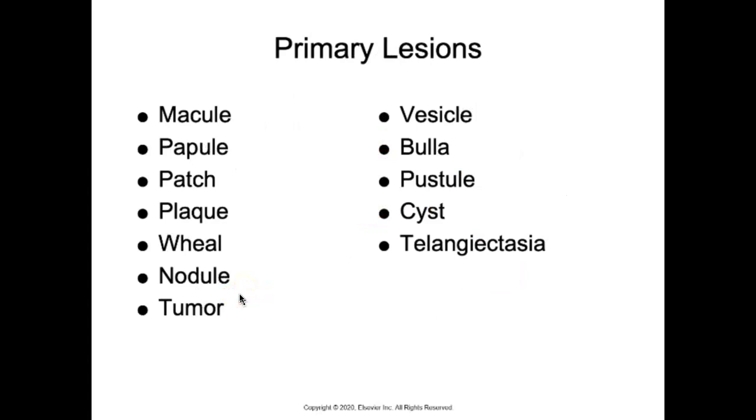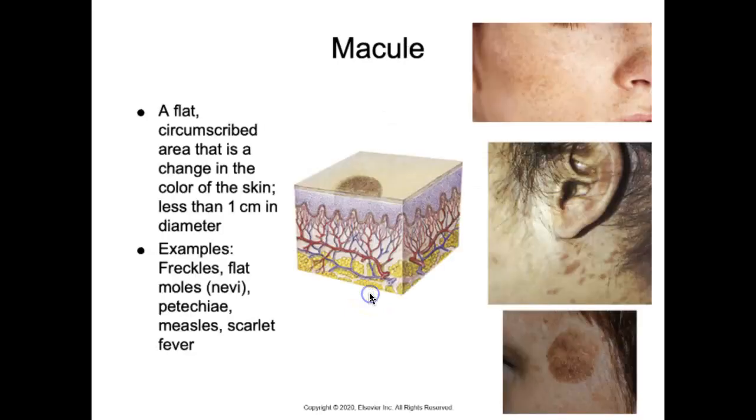So the first thing we're going to do is talk about primary lesions. We will go into more detail in following videos, but I thought it'd be good to do an overview first of some of these terms. So we'll start with macule, and this is going to be a flat, circumscribed area that is a change in the color of the skin, and it's less than 1 centimeter in diameter.